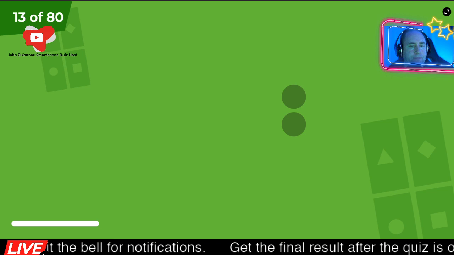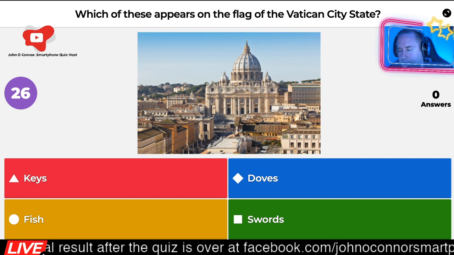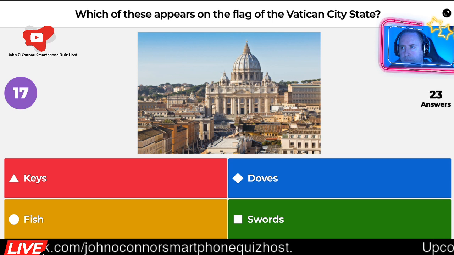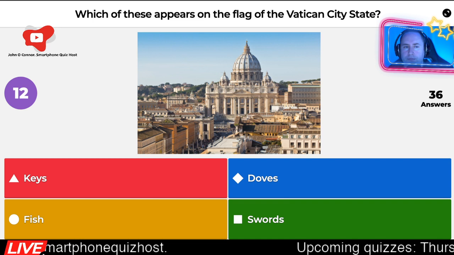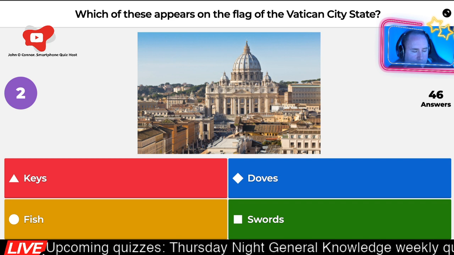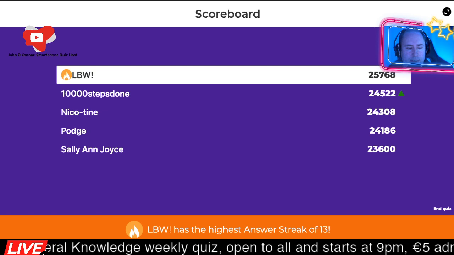Which of these appears on the flag of the Vatican City States? Is it keys, doves, fish, swords? Correct answer here, it is keys, and 17 of you answered it correctly. 10,000 steps into second place with this answer. Next question.